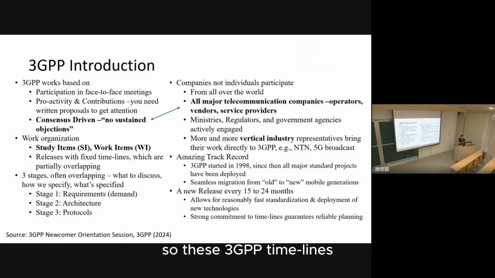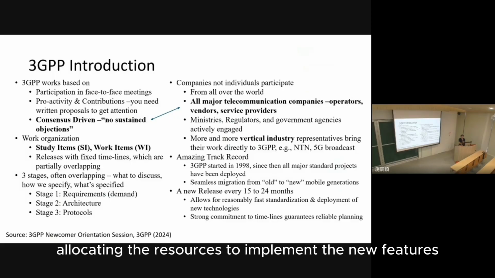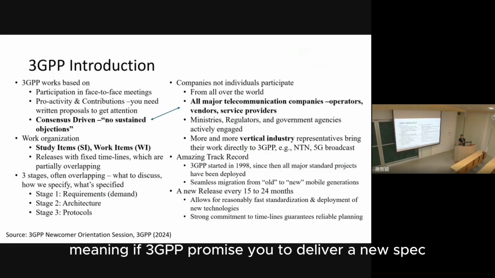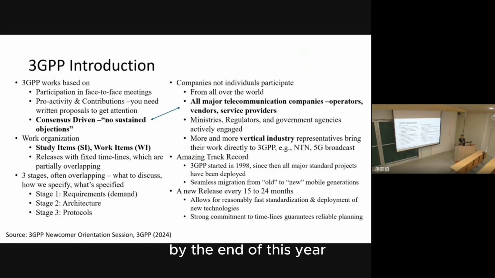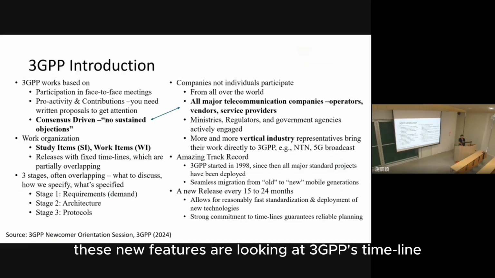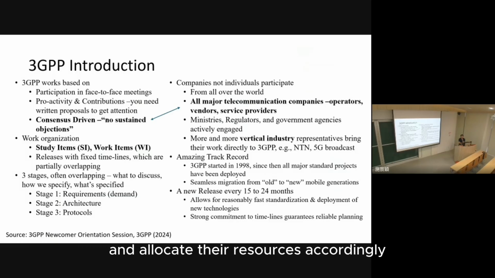So these 3GPP timelines are actually very important information for all the companies implementing products, because they are basically allocating the resources to implement the new features based on the 3GPP timeline. Meaning if 3GPP promises you to deliver a new spec by the end of this year, then all the companies which are interested in implementing these new features are looking at 3GPP's timeline and allocating their resources accordingly.